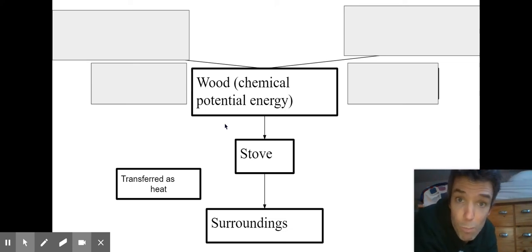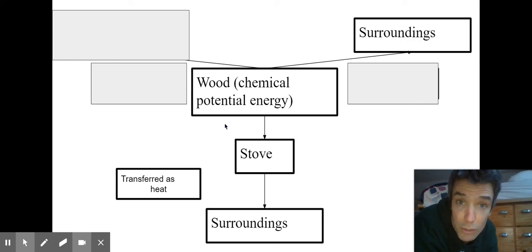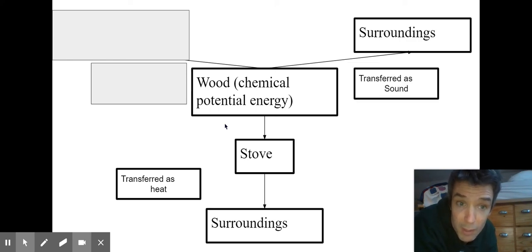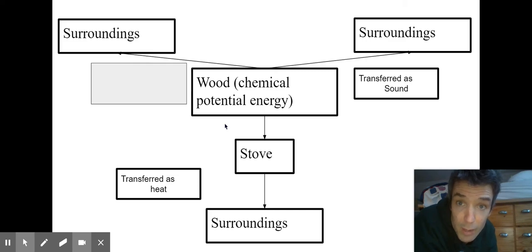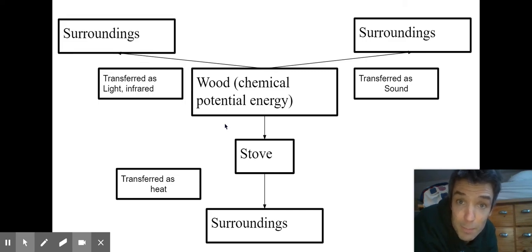Now, some of the energy gets transferred into the surroundings by sound, and some of it gets transferred into the surroundings by light energy, or light, specifically visible light and infrared light. Now, that charts how the energy goes from one thing to another thing.